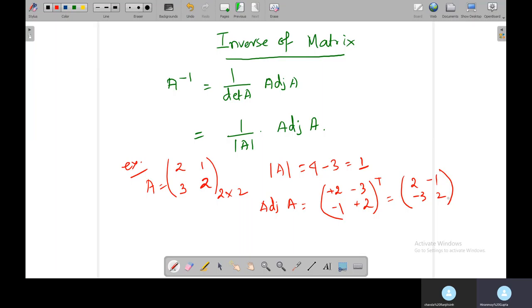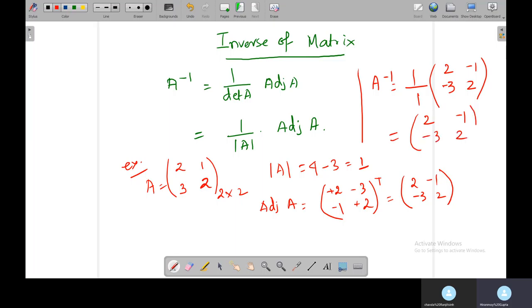This is your adjoint. Now together, when you find the inverse of the matrix, the inverse will be 1 by determinant of A. The determinant of A is 1, so we can write directly 1 by 1. And the adjoint matrix is 2, negative 1, negative 3, and 2. If you multiply this value, you will get 2, minus 1, minus 3, 2. So this is your inverse of the matrix.